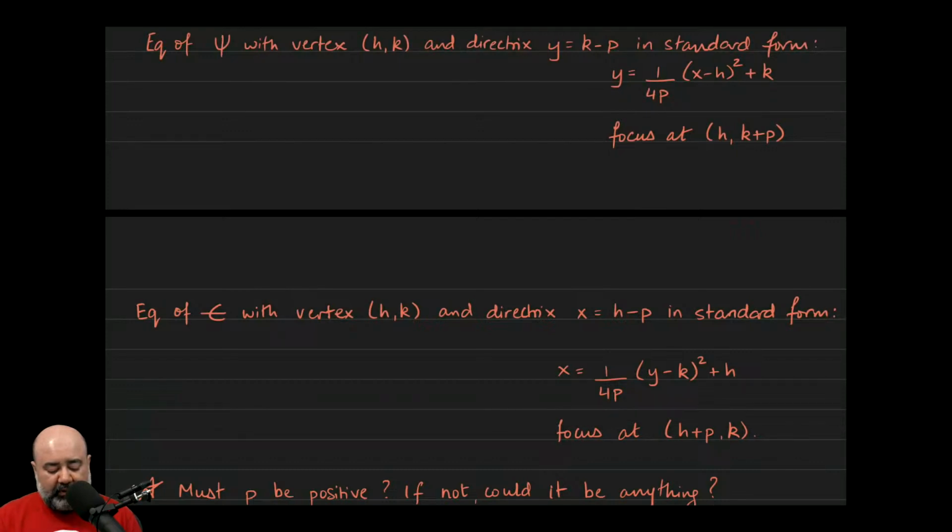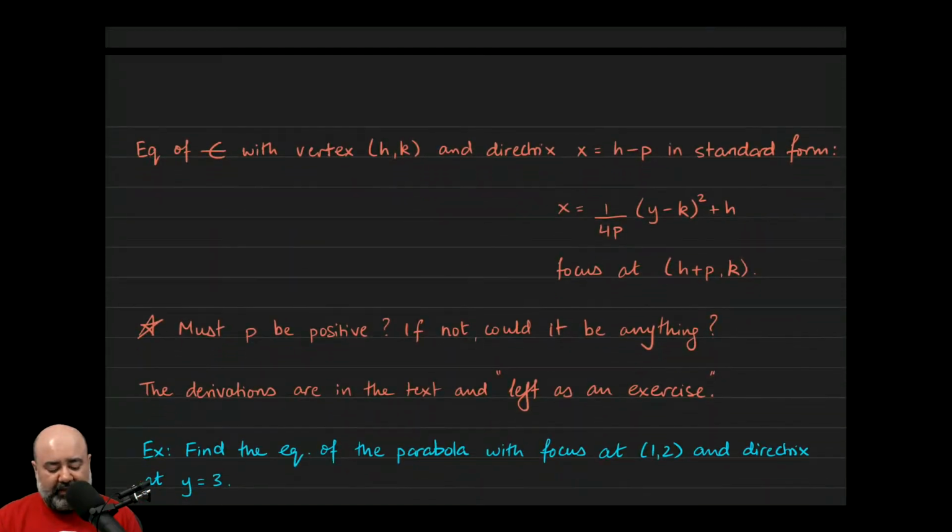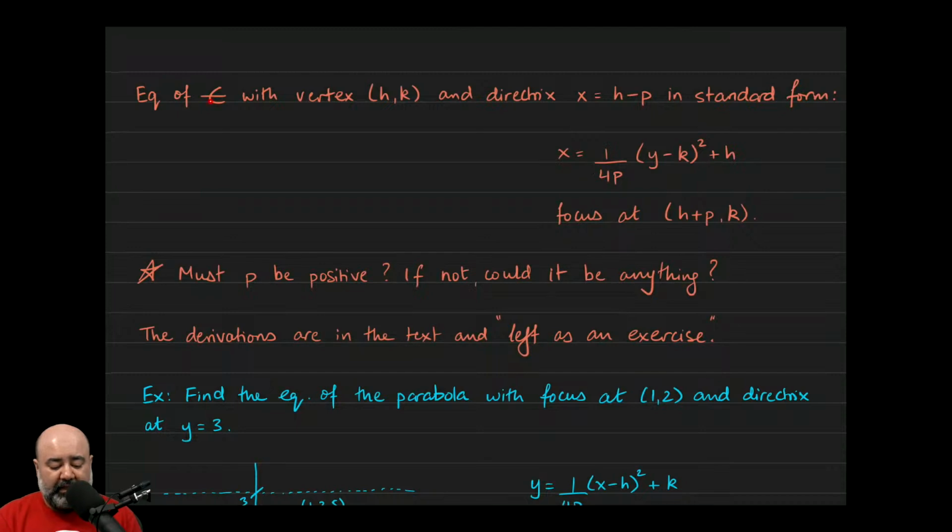Similarly, if we were to look at the equation of a sideways opening parabola, a parabola with a horizontal axis of symmetry, the vertex is in the same general spot. Now here, the directrix is always perpendicular to the axis of symmetry. So if the axis of symmetry is horizontal, the directrix is going to be a vertical line. Here, just like we did before, we subtract p.